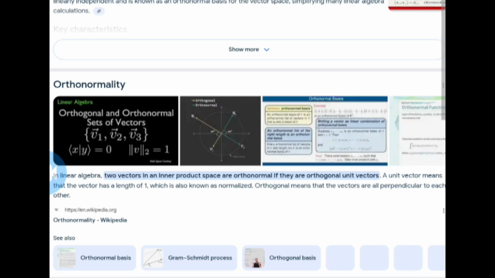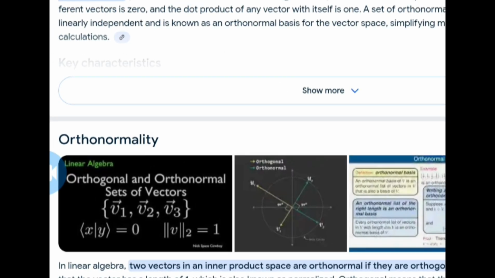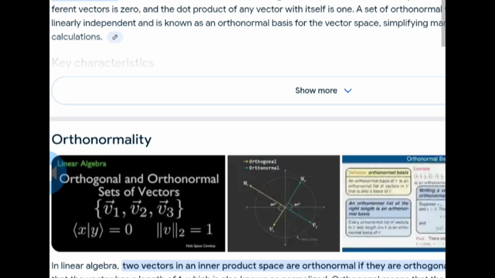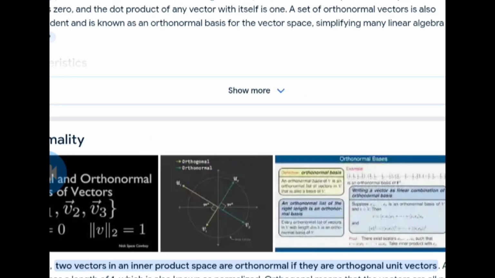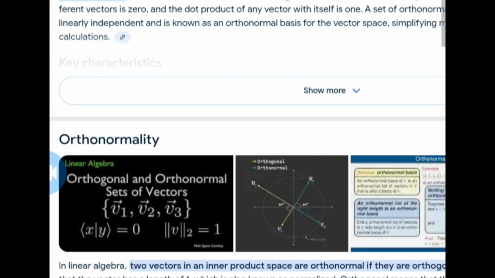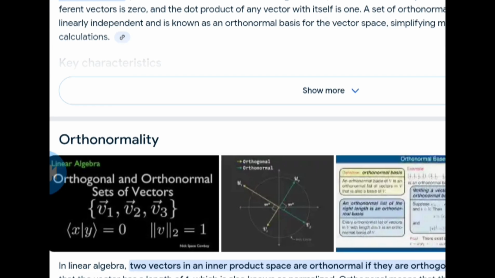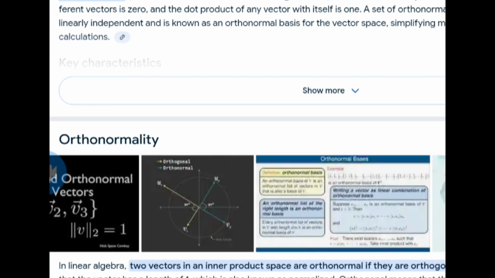But anyway, moving forward, orthonormal. Orthonormal is a term describing a set of vectors that are both orthogonal, perpendicular to each other, and normalized. Okay, so orthonormal has two components. The first component is that it needs to be orthogonal, or perpendicular, and the second component is normalized.